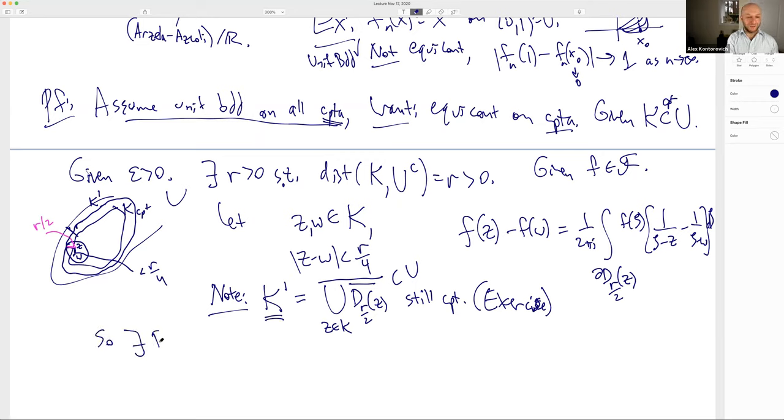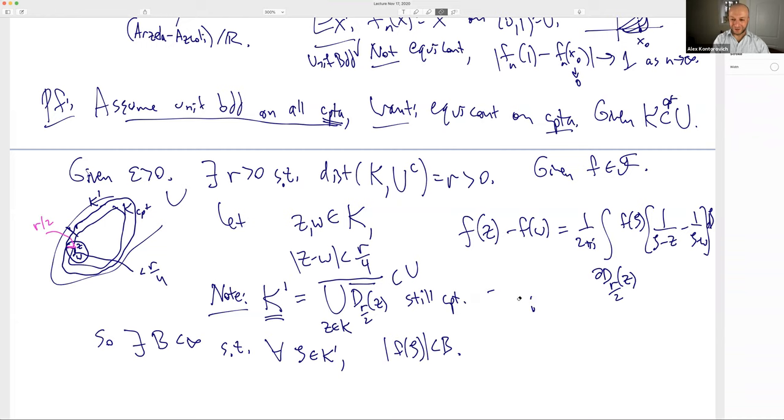So there exists a B such that for all zeta in K prime, f of zeta is bounded by B. So far, so good. So I don't need this exercise anymore. Actually, it's good because I want to clear some room. So now let's look at this. Let's look at the absolute value here.